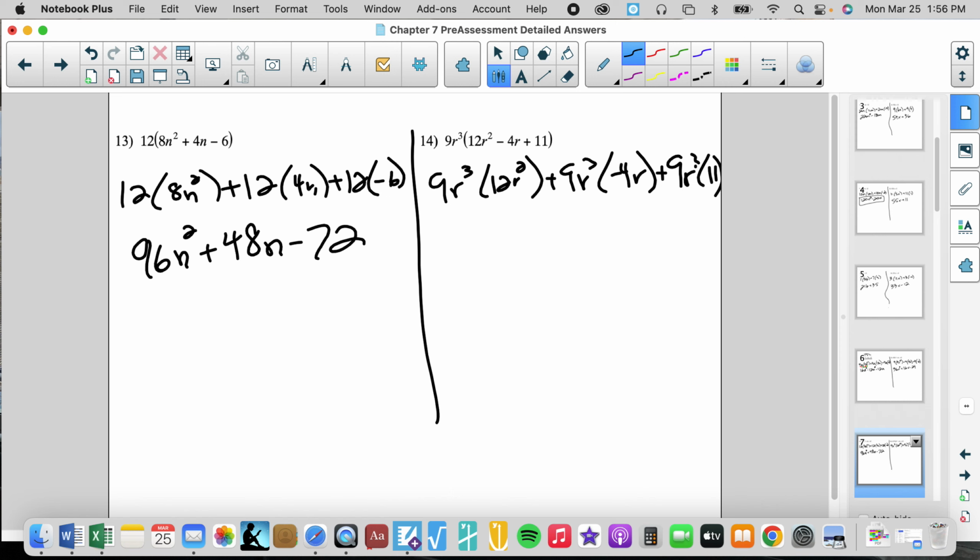So 9 times 12 is 108. R cubed times r squared is r to the 5th. 9 times negative 4 is negative 36. R to the 3rd times r is r to the 4th. 9 times 11 is 99r to the 3rd, and it's in standard form because we have r to the 5th, r to the 4th, r to the 3rd. Standard form, descending order, biggest to smallest.